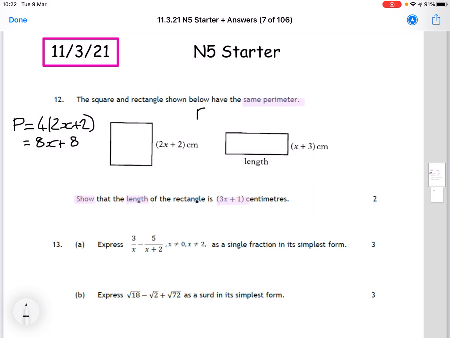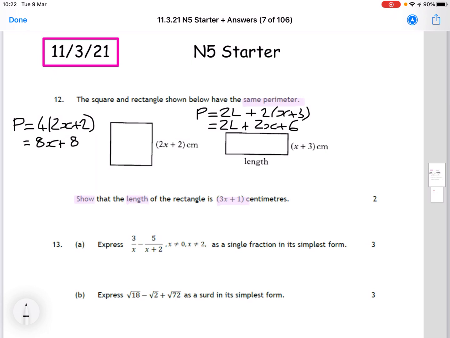For your rectangle, again, we're going to add all the sides together. So we have 2 longer sides, which we're just going to call length. I'm going to call the length L. So we've got 2 of those sides plus 2 of the shorter sides, so x plus 3. Again, we can take the bracket out there. So we're going to write that as 2L plus 2x plus 6.